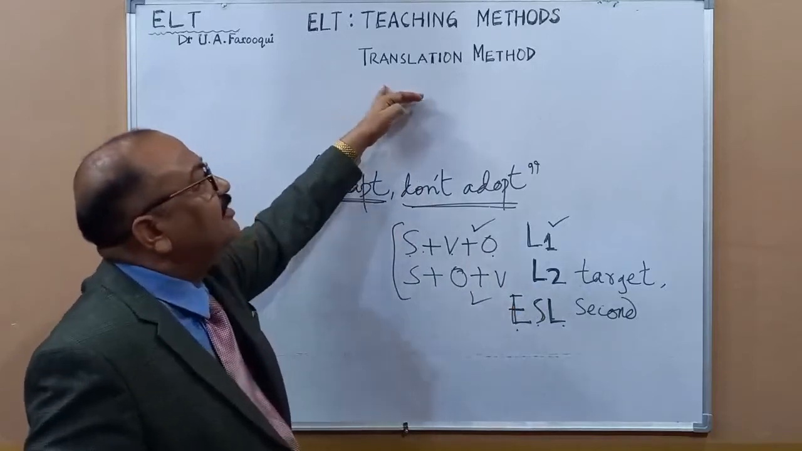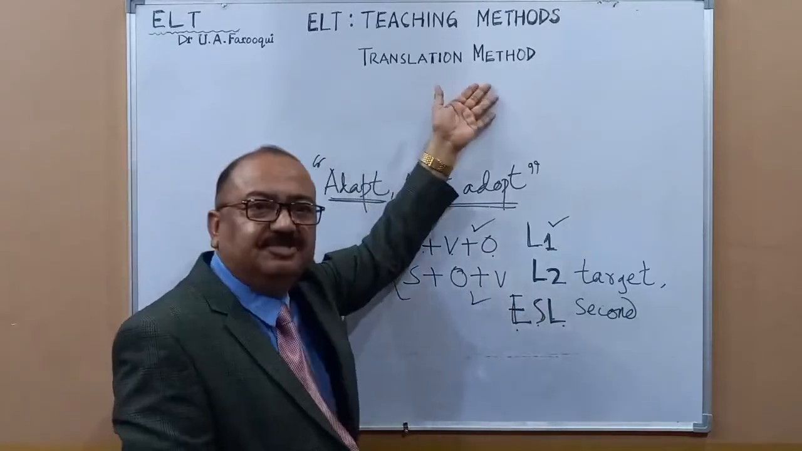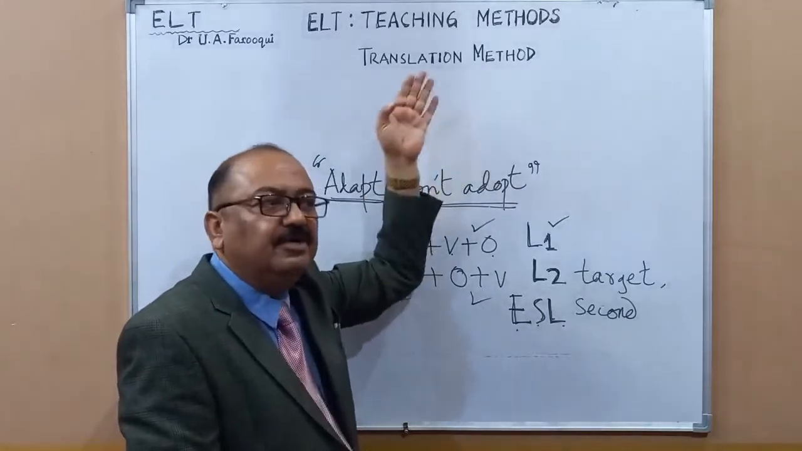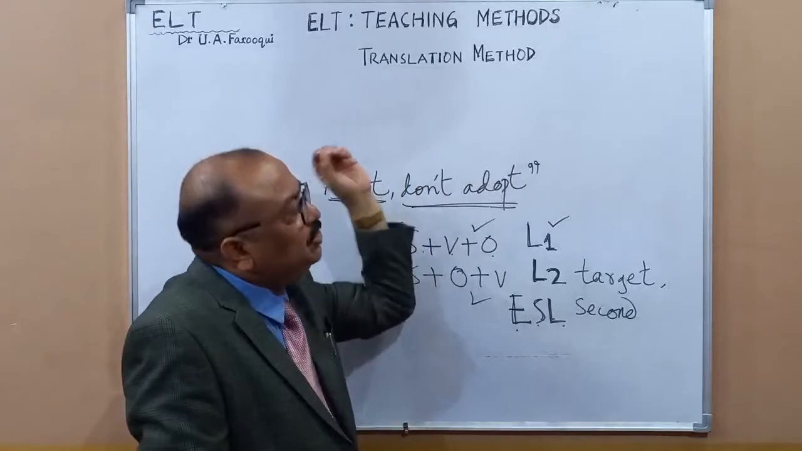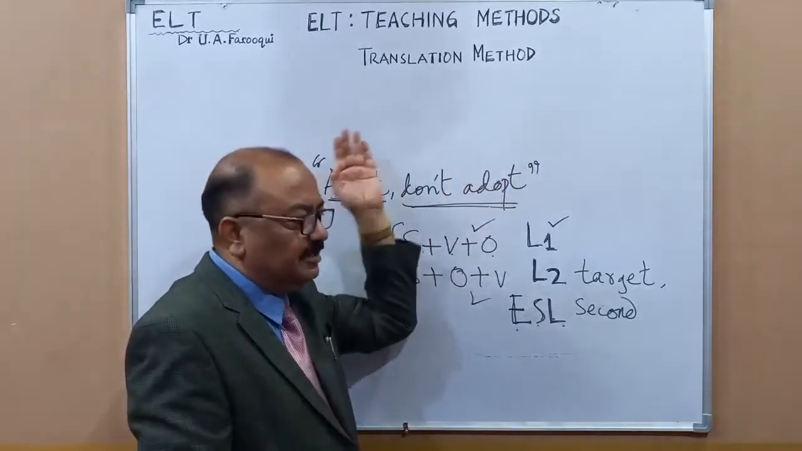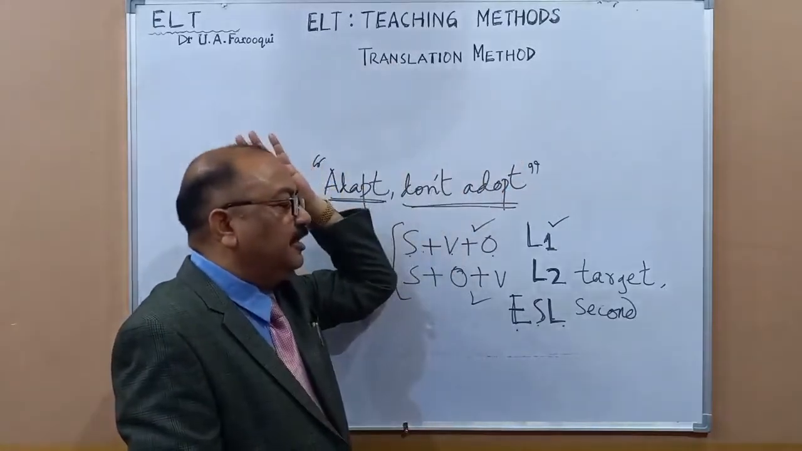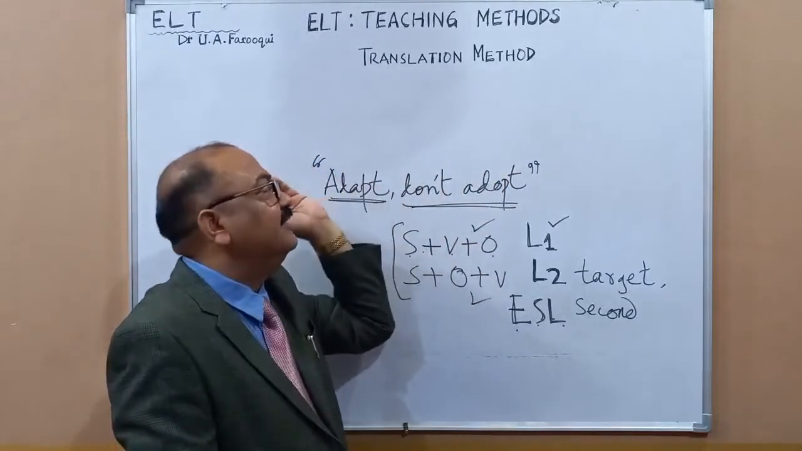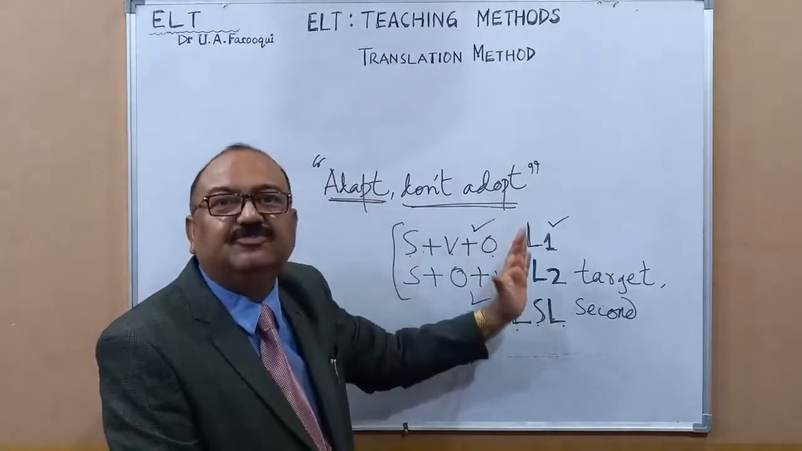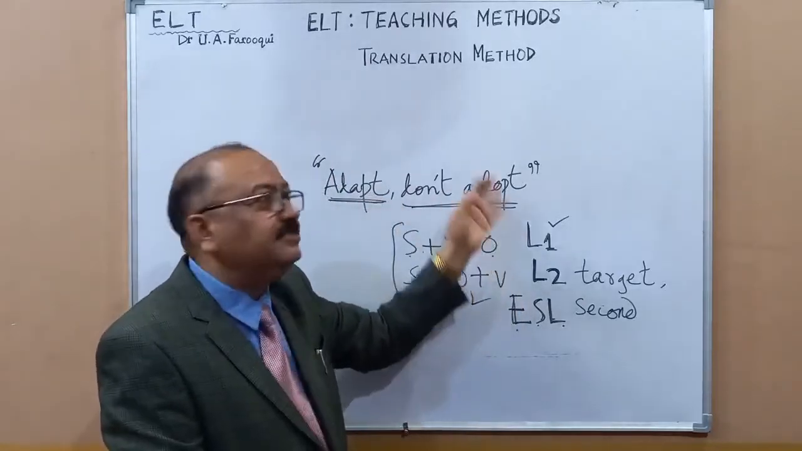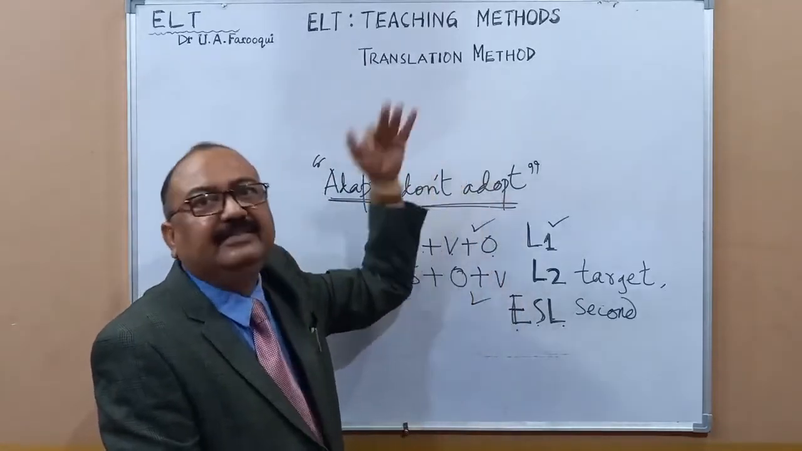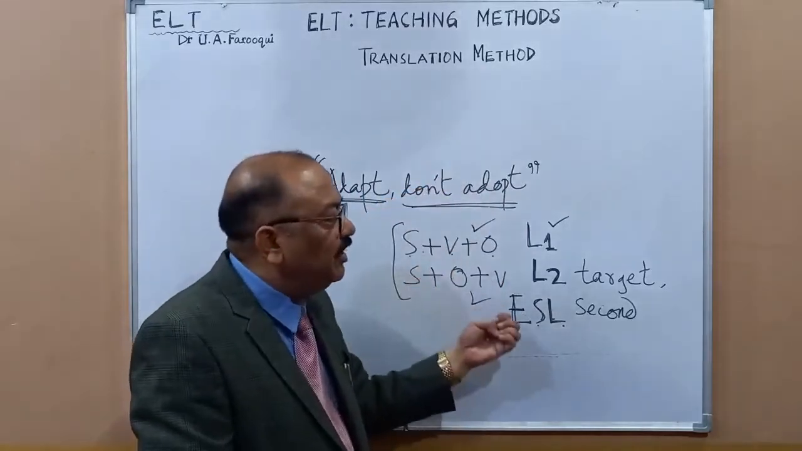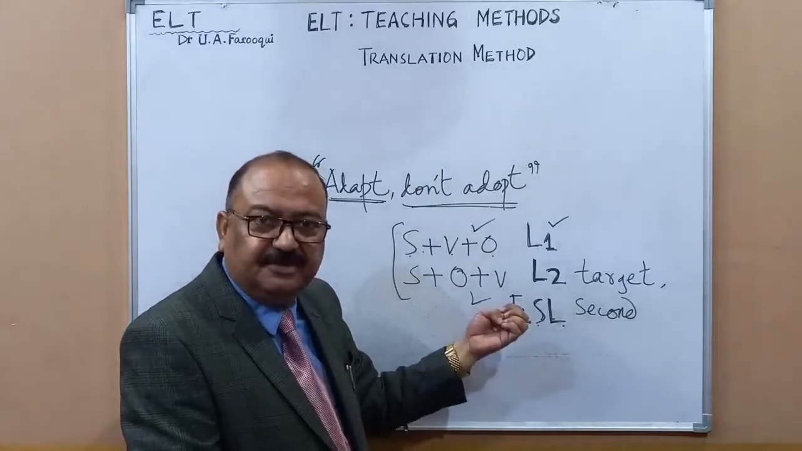Suppose you get a question on discuss translation method of English language teaching. Suppose you get this question, discuss translation method of English language teaching. Then you're supposed to write the principles of translation method, the advantages of translation method, and even disadvantages of translation method. Like merits you will discuss first, and then you will discuss demerits also. Okay, these are the three things that we look for in your answer sheets.